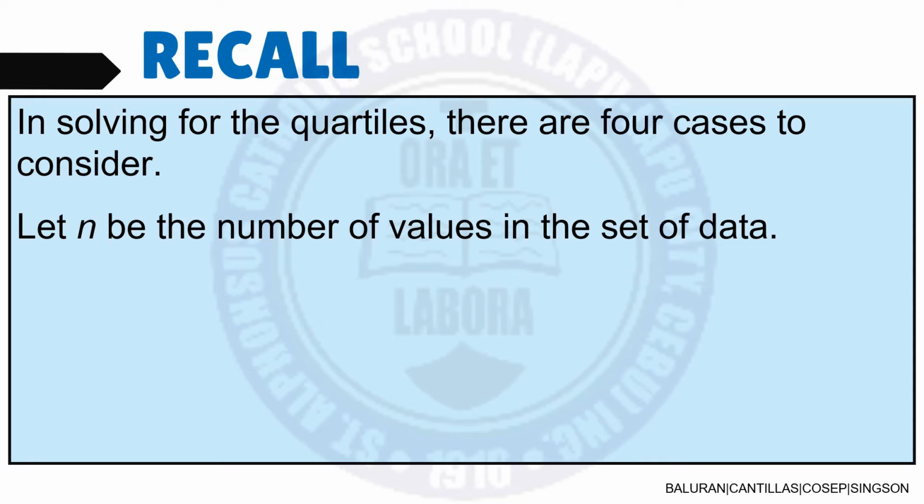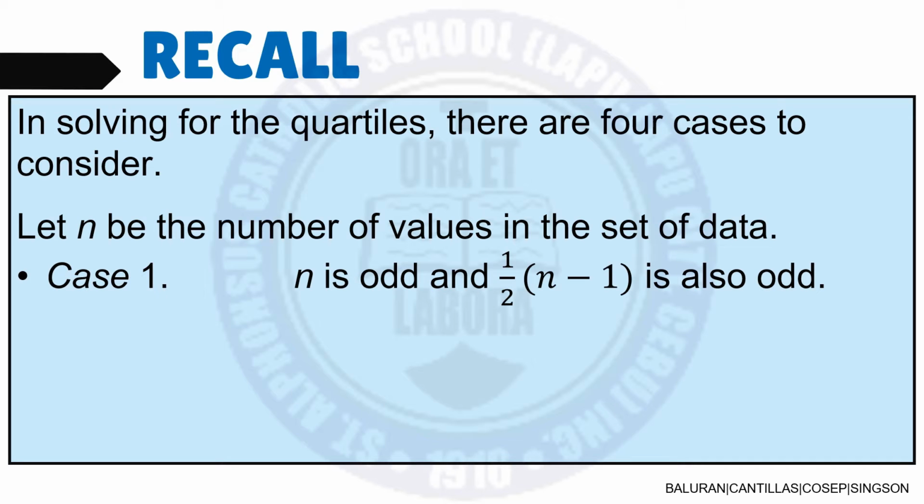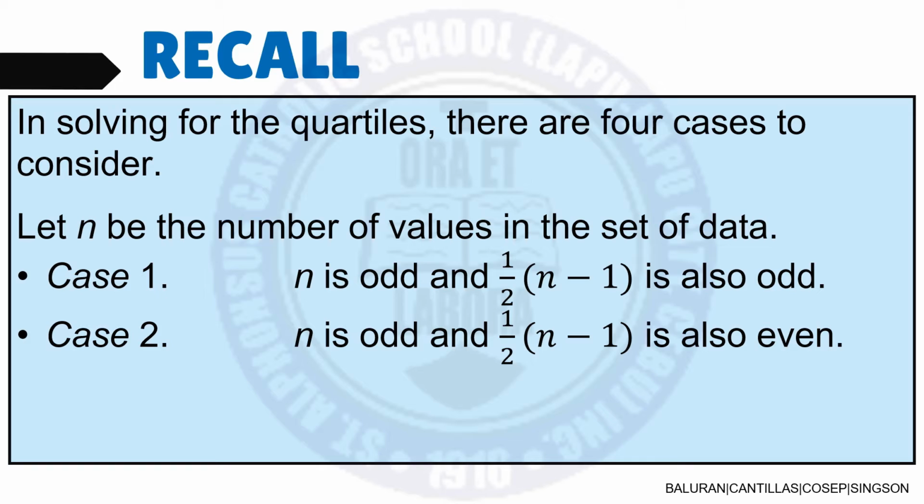So let n be the number of values in a set of data. For case 1, if n is an odd number and the product of 1/2 and the quantity of n minus 1 is also an odd number, therefore we will be using case 1. Then for case 2, if our n is an odd number and the result of the product of 1/2 and the quantity of n minus 1 is an even number, therefore it falls under case 2.